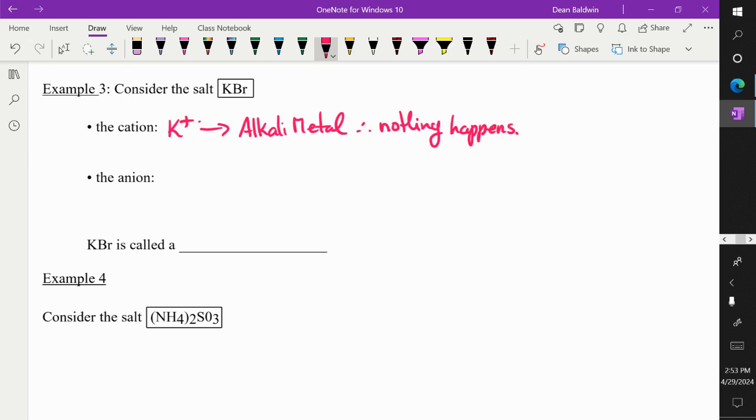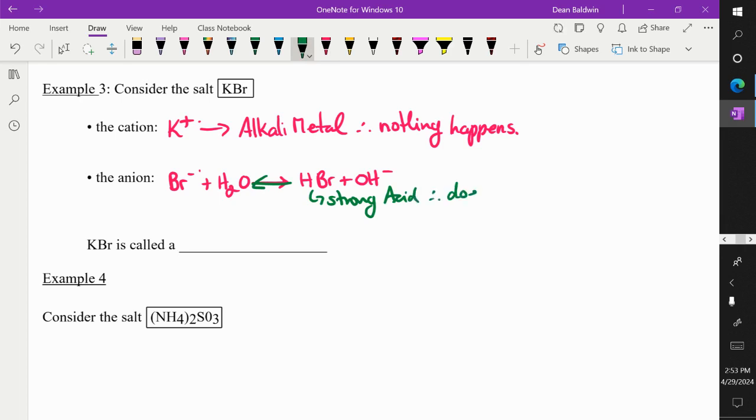Okay, so the alkali metals, nothing happens. What about the bromine? Br minus 1, sitting there. We react it with water. What does it form? It forms HBr, but what do you have to look at on your table? It's a strong acid, so does it form? Nope. So it actually goes that way. So what do we say? The last one was an acidic salt. Before that was a basic salt, so this one will be a neutral salt.